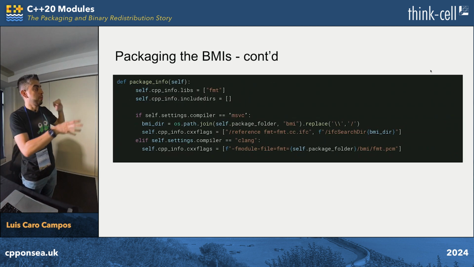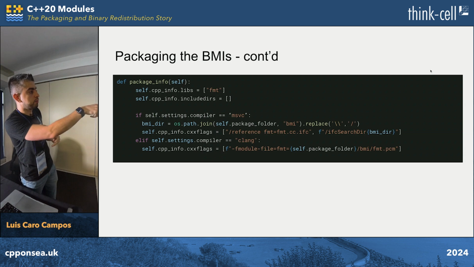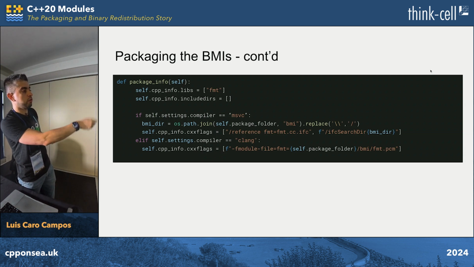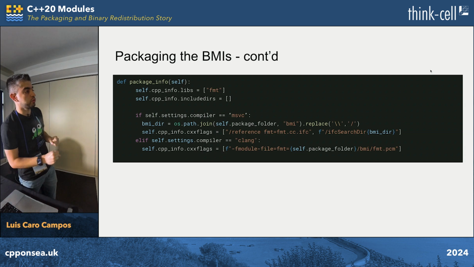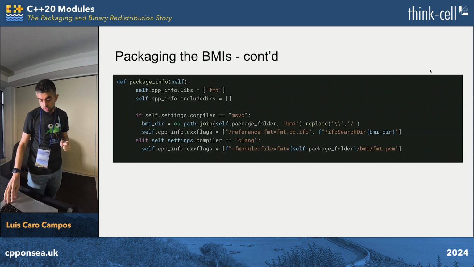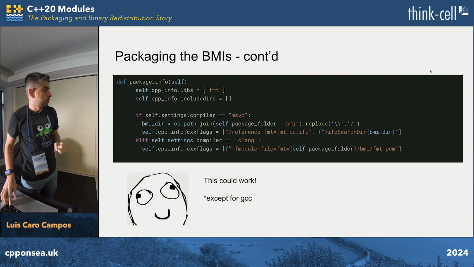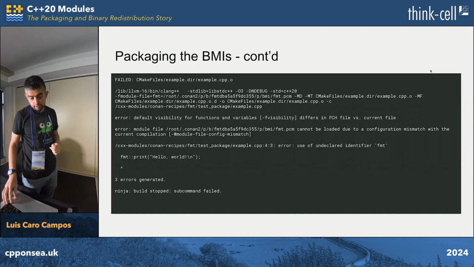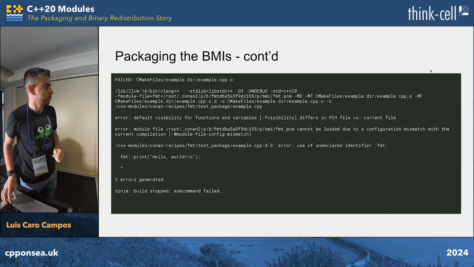So then I tried, okay, I'm going to do a Conan package, and I'm going to express the same information such that Conan propagates the flags, and that's what happens with Clang. Instead of passing the reference, I tell Clang the module file for fmt is here, relative to the package folder. And this could potentially work. Of course, it doesn't support GCC, but then it didn't work.